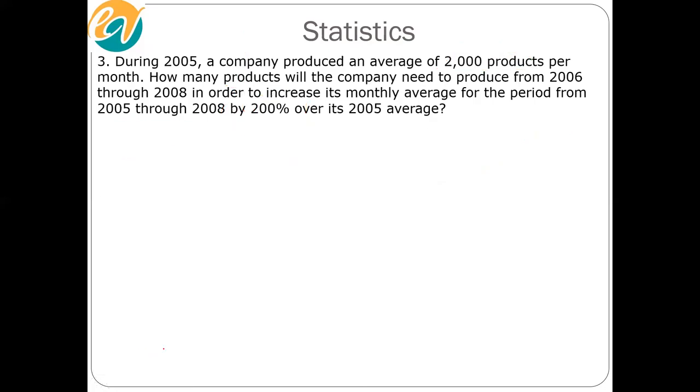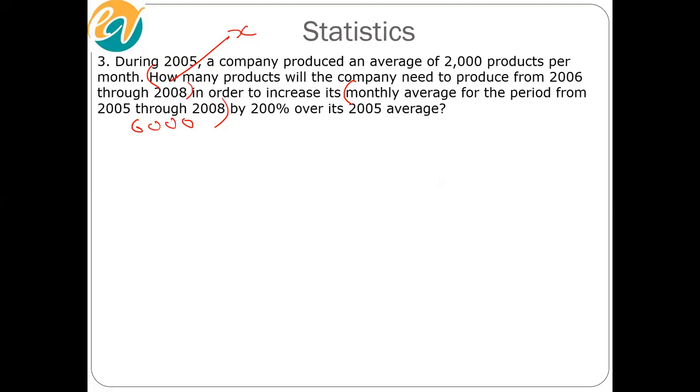Now, how do we approach this? So we can take out the total output for the entire 4 years and then subtract the first year output, and the remaining can be divided into 3 years. And in fact, we don't even need to do that. Notice what the question is asking us: how many products will the company need to produce from 2006 through 2008? This is what we have to find out. Let's just assume this as X.